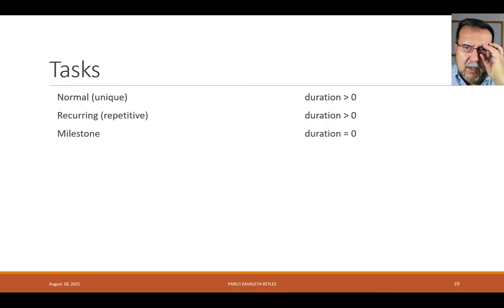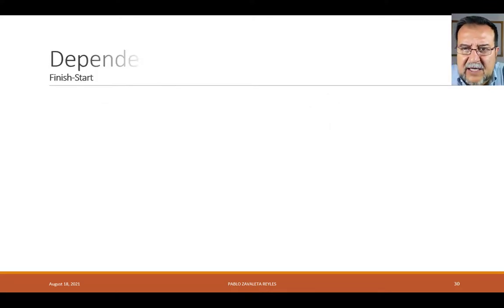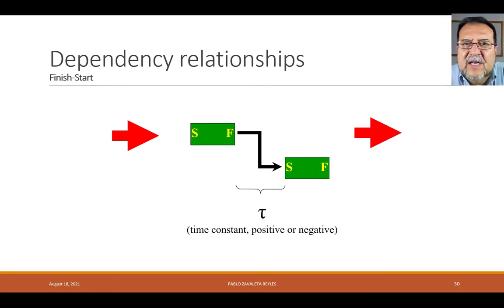Now, let's start with the dependency relations. The first one is finish to start. That is, the start of the next task is dependent on the first task being finished. And the difference of time between the finish and the start is what we call the time constant, which can be positive or negative.